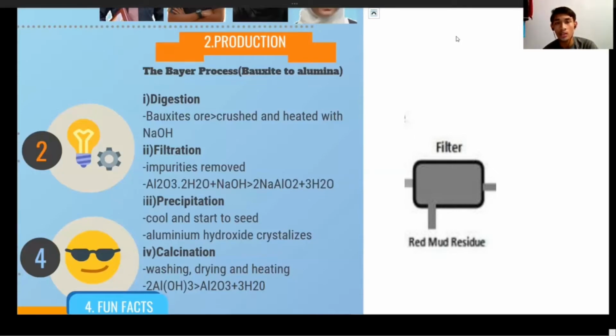Al2O3 + 2H2O + NaOH produce 2 sodium aluminate plus 3 H2O, and that's where we get the sodium aluminate.